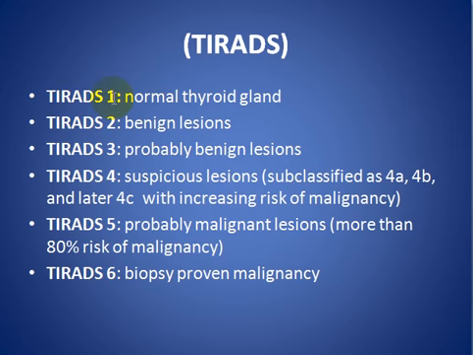TIRADS type 1 normal thyroid tissue, type 2 benign lesions, type 3 probably benign lesion, type 4 suspicious and subclassified to 4A, 4B and 4C, which is increasing risk of malignancy, type 5 probably malignant lesion with more than 80% risk of malignancy, type 6 biopsy proven malignancy.